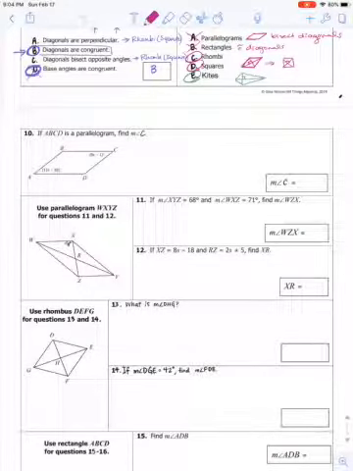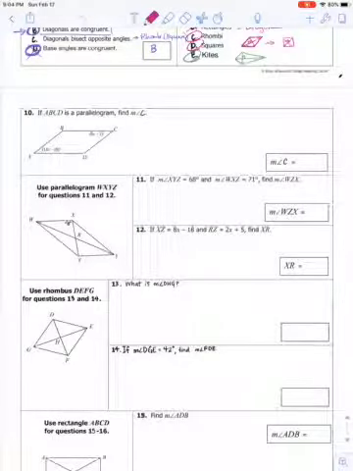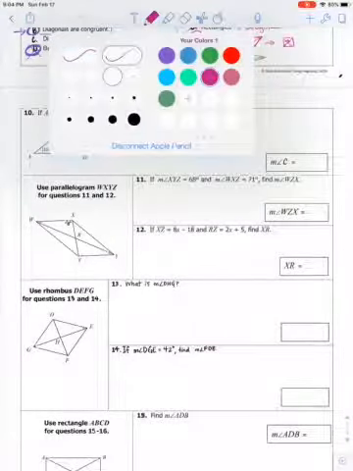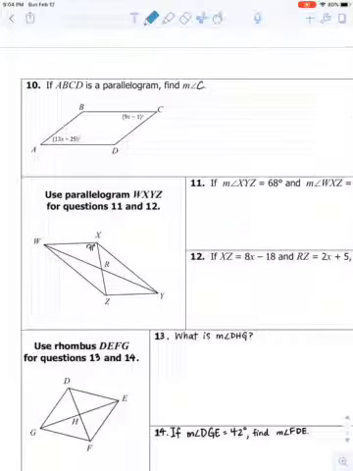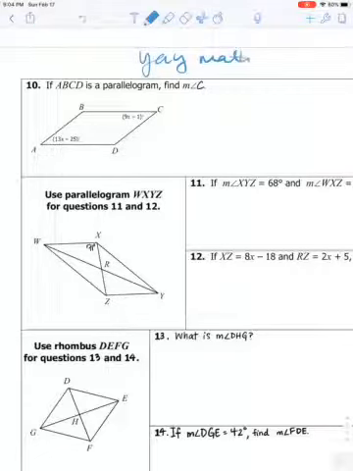Hello, hello. So let's do a couple more problems here. Who's excited? I know I am. Oh, before we begin, let's start this video with a nice, excited, yay math? Yay math. Alrighty, let's do some math.